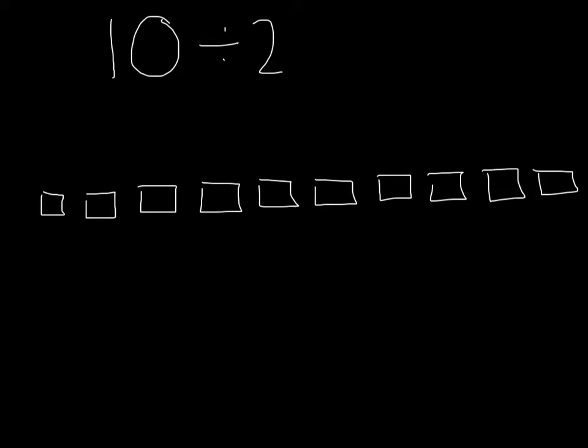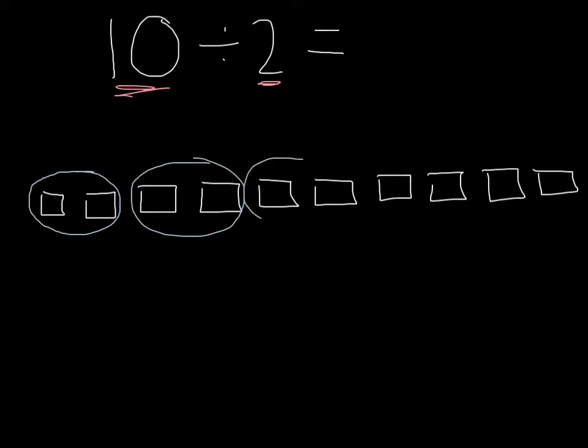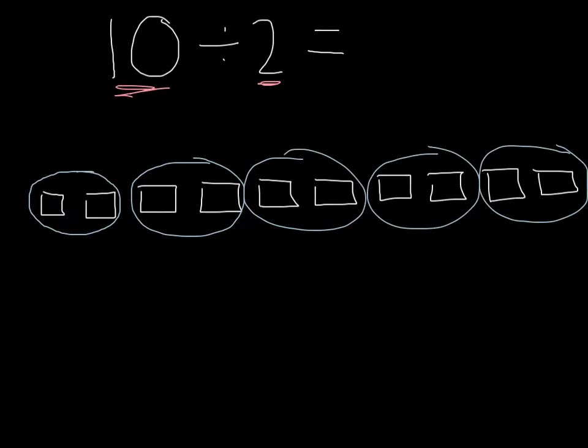One way that we can look at division is this number, 10, as the total number of objects, and the number 2, the number we're dividing by, as the number of objects in each group. Then our answer is going to mean how many groups of 2 fit into 10. So I would solve this problem by circling groups of 2 and then counting how many groups I have. So clearly I have 1, 2, 3, 4, 5 groups. So the answer to this problem is 5.